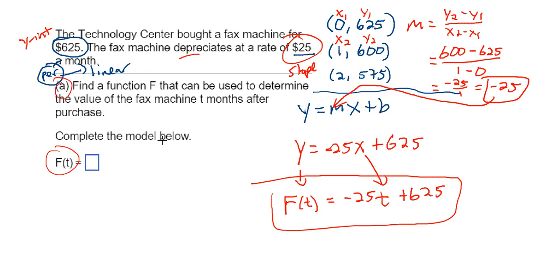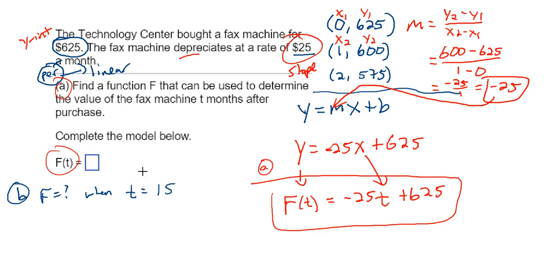And that's part A. Now I don't know how many parts there are, if there's B and C, but I assume part B is probably what's the value of the fax machine after some number of months. So let's just make up a number and do an example of that. Part B is going to be something like this: what's the value of the fax machine? So find F when how many months have passed? Let's just say 15 months, after 15 months.